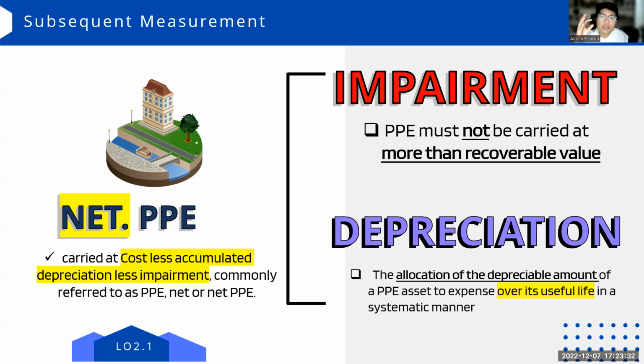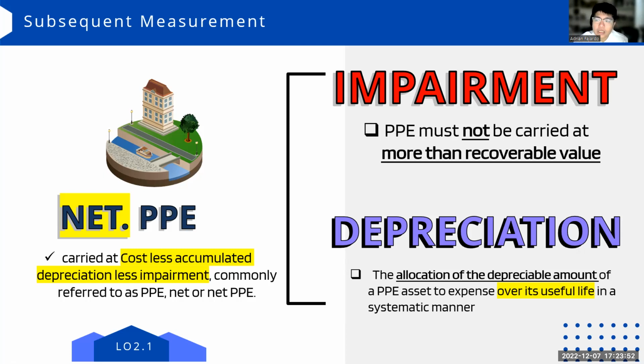So, again, net PPE is cost less accumulated depreciation less impairment. Yung depreciation, so that's basically it. I will never talk about impairment again, but please understand na the PPE must not be carried at more than the recoverable amount. The one that we'll focus on for today would be your depreciation.